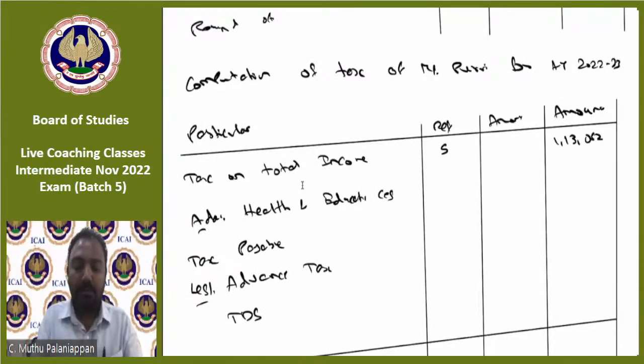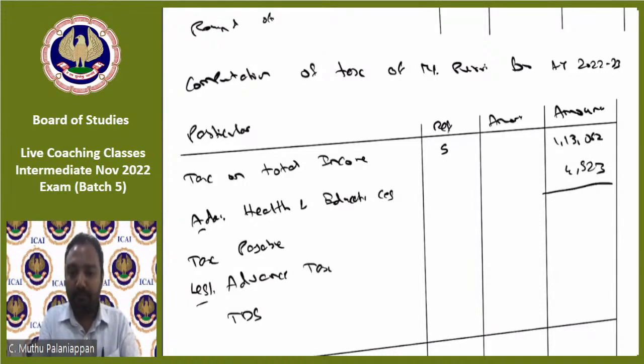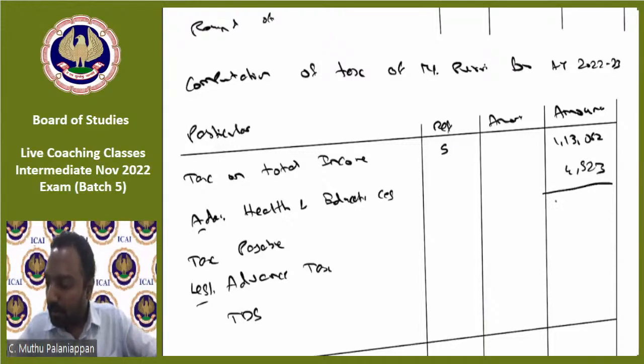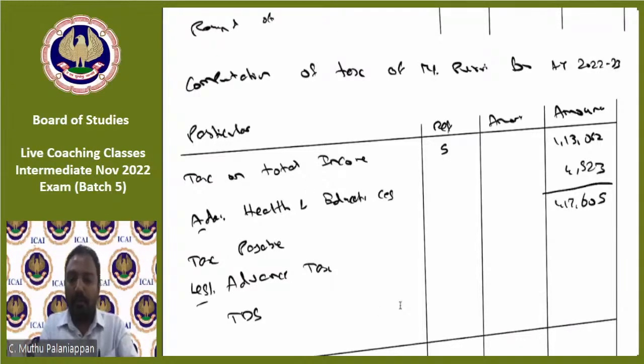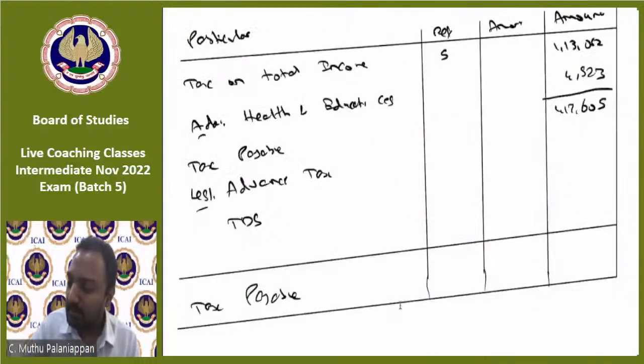Add education cess at 4%. 1,13,082 into 4%. So that is 4,523. The tax payable will be 1,17,605. Now we'll have to come to the rest of the things. So we said she has paid advance tax. So this we have considered. So 70,000 is advance tax. So I take 70,000 as advance tax.